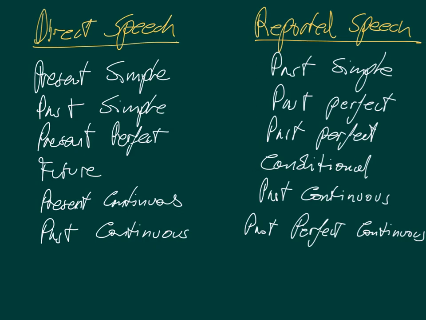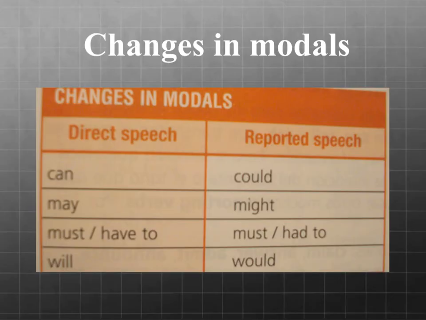So here I can summarize all the tenses transformations you can find. From the present simple, you go to the past simple. From the past simple, you go to the past perfect. From the present perfect, you go to the past perfect. From the will future, you go to would conditional. From present continuous, you go to past continuous. And finally, from past continuous, you go to the past perfect continuous.